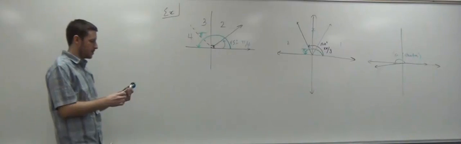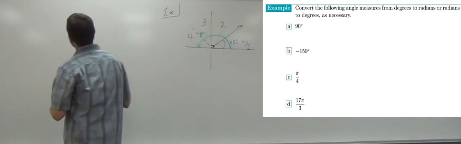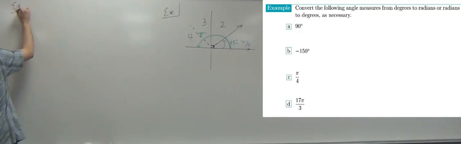I put 4 examples here. I probably won't do them all. Well, let's look at a couple of these. Convert the following angle measure from degrees to radians or radians to degrees as necessary.